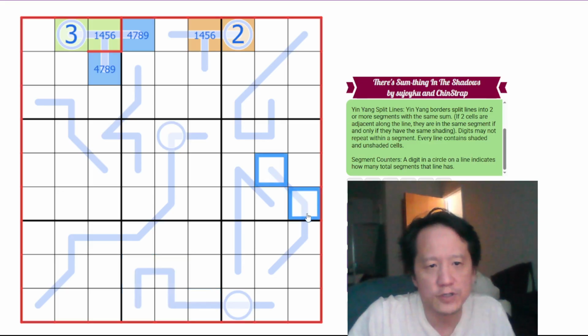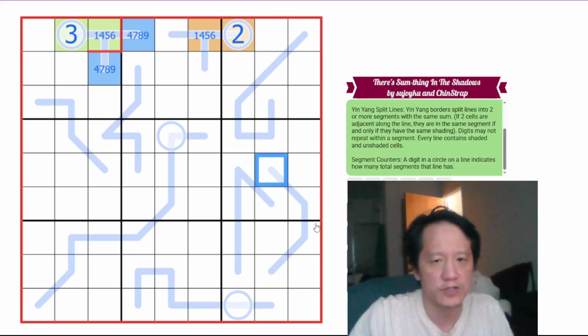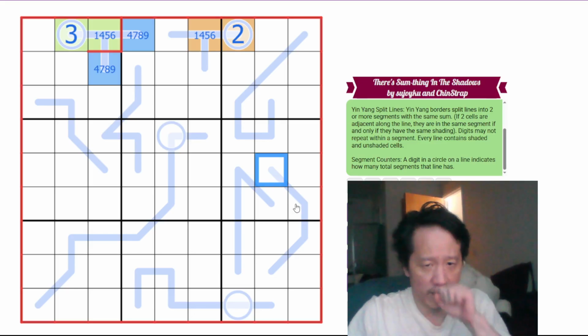Oh, this is an interesting shape here as 4. So obviously this cannot be the same as this one. So either this is a sum of all 3 of these. Yeah, how does this work?